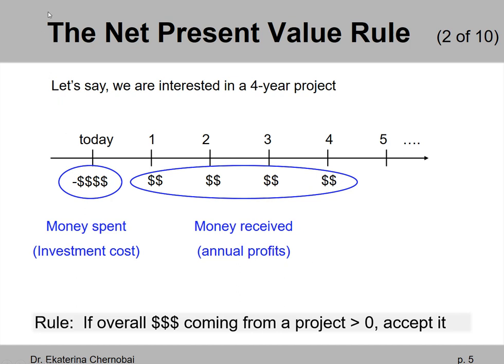So to use the net present value technique, we are going to see whether overall we are going to see money coming in. If that's true, the project should be accepted. So the net present value rule says if overall money coming in from a project is greater than $0, then the project should be accepted.